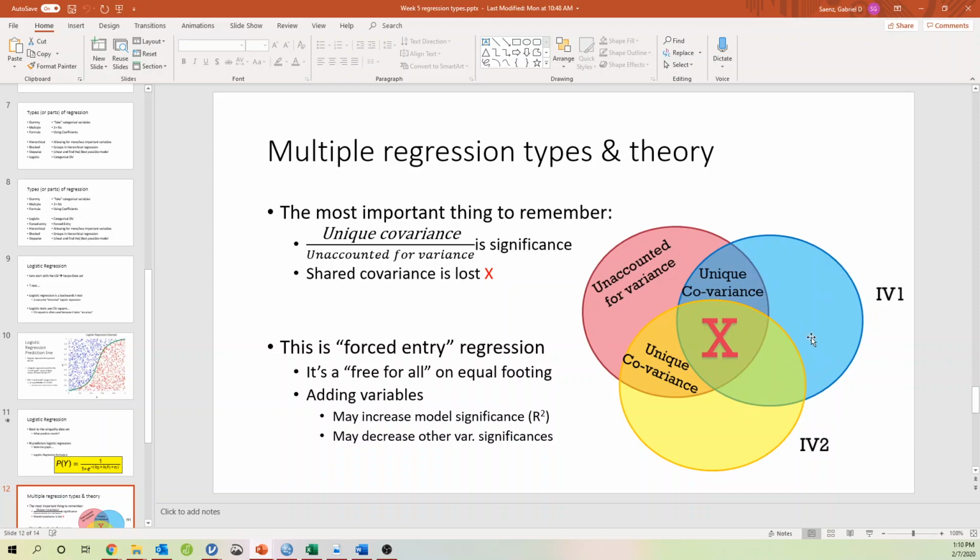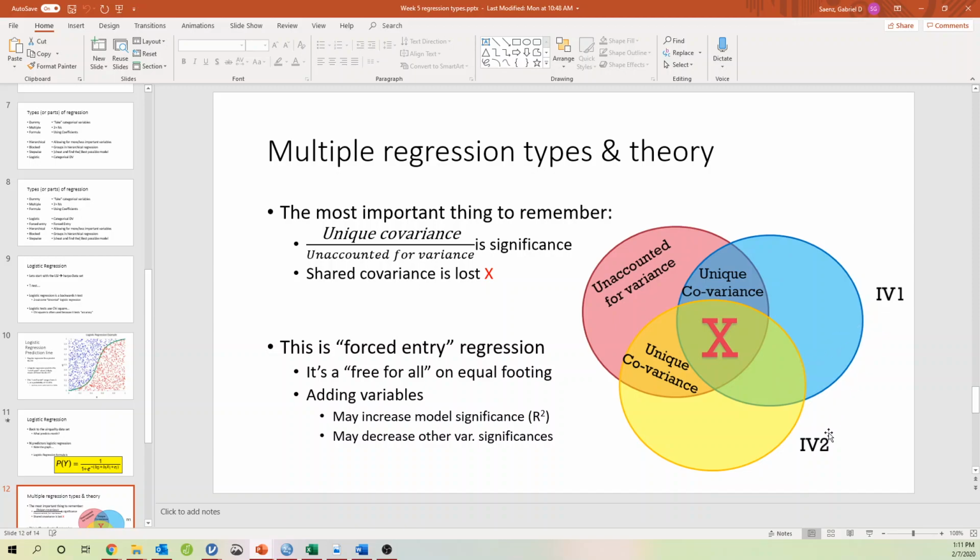But when you have multiple independent variables, you get unique covariance for one independent variable, unique covariance for another independent variable, but you're also going to get this shared covariance here. And how is significance evaluated given these different conditions? And what even is this last part here where you have covariance between the independent variables? Let's break it down. Number 1.